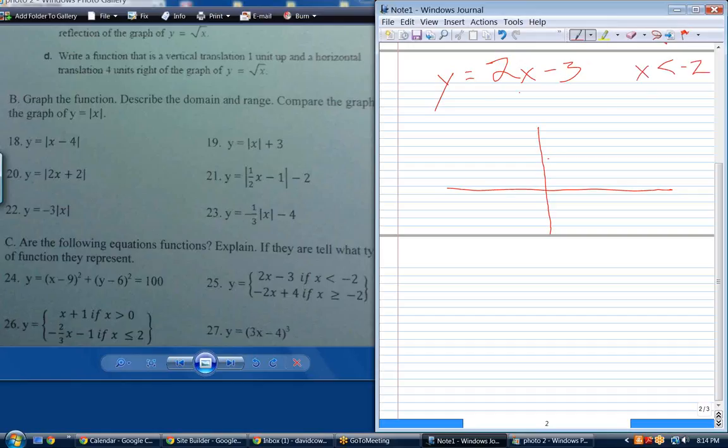Well, if this was the function the whole way, how would I graph that? In other words, let me take away that condition for a moment. Help me graph this. How do I graph that? You'd have to wait for the first or the second one. The first one. Y equals 2x minus 3. Help me graph that.